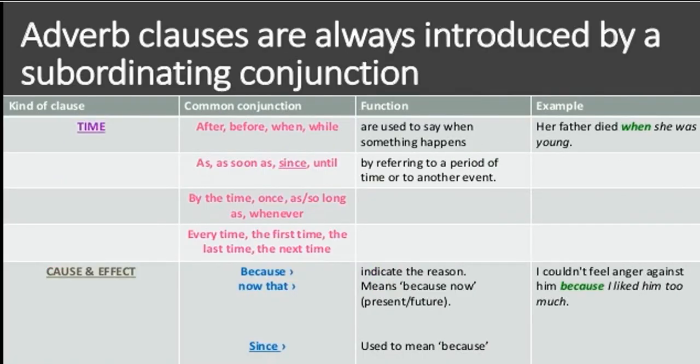Adverbial clauses are always introduced by a subordinating conjunction. So subordinating conjunctions might be a time clause like after, before, when, while, or they can be as soon as, since, until. All of them you can see until here are related to time clauses, or they might be cause and effect like because, now that, since. So you can see that all the adverbial clauses are started with one of these. It might be about time or it might be about cause and effect, but without them there might not be a full adverbial clause, let's say.